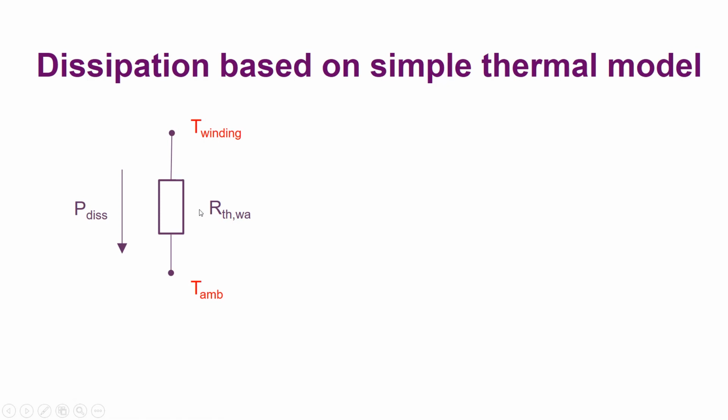So given a power dissipation which flows through the motor and the thermal resistance between the winding and the ambient, we can calculate the winding temperature based on the ambient temperature. And we can do that by using Ohm's law in a thermal way.